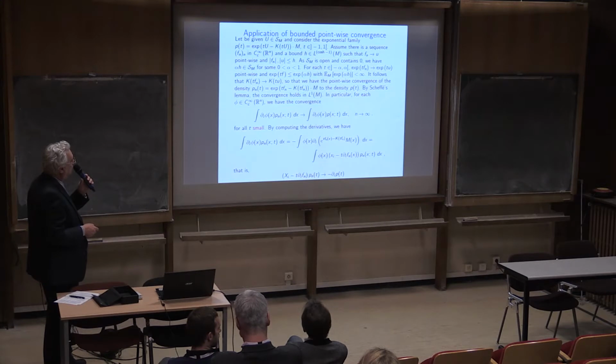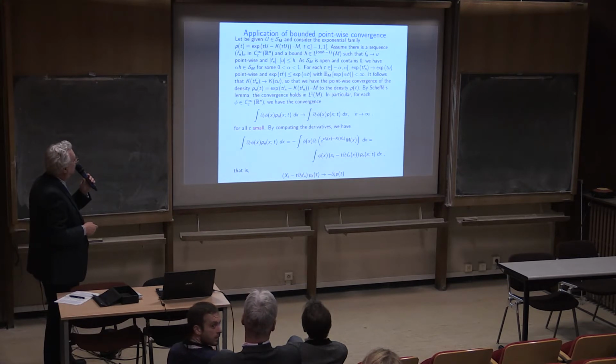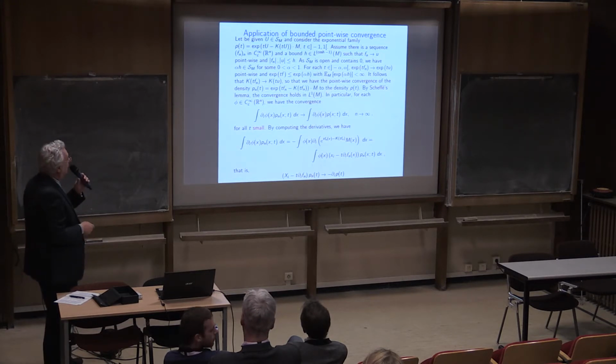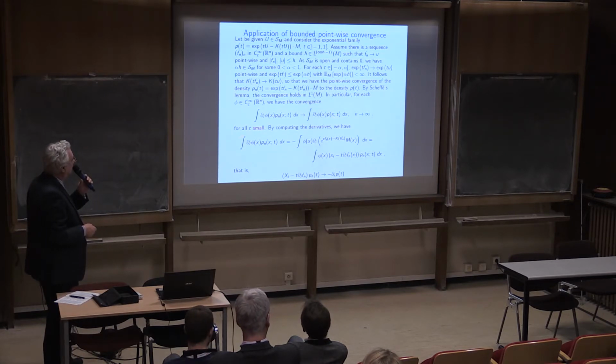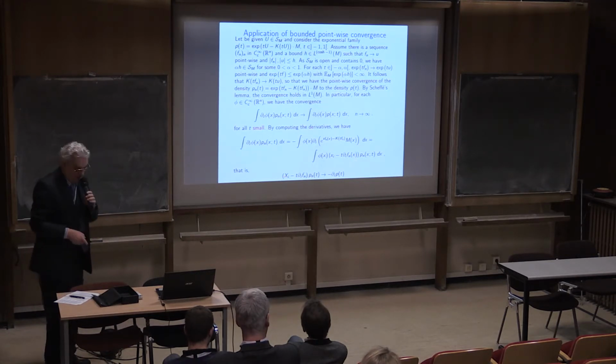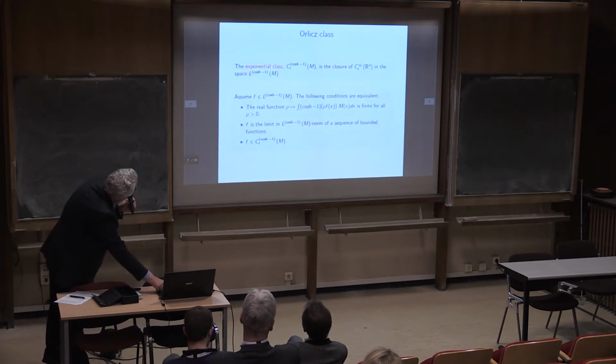So that the approximated density is pointwise convergent. By Scheffé's lemma, it's a convergence also in L1. And we can do, for example, this computation. Take the derivative of a function in C infinity with compact support, have the convergence to the value in the limit density for t small, and then we can compute the derivative and have a sort of calculus of approximation of derivatives. That's an example of what one can do.